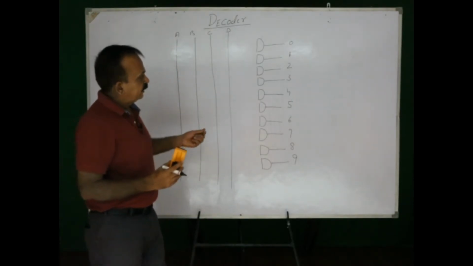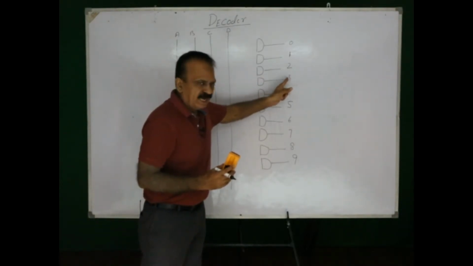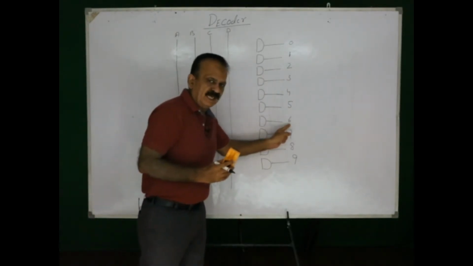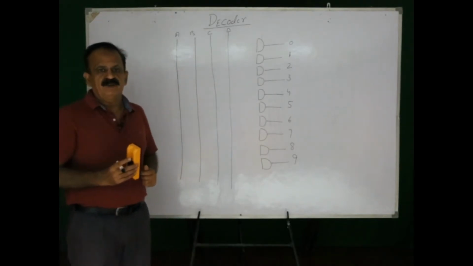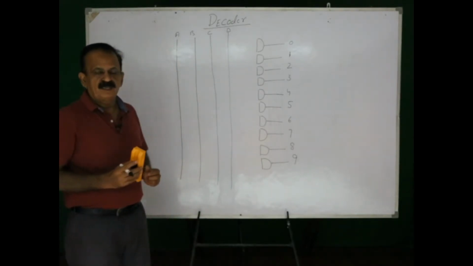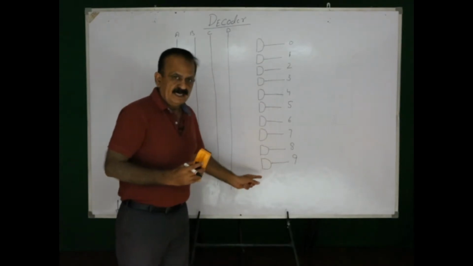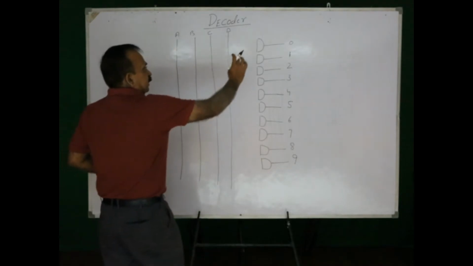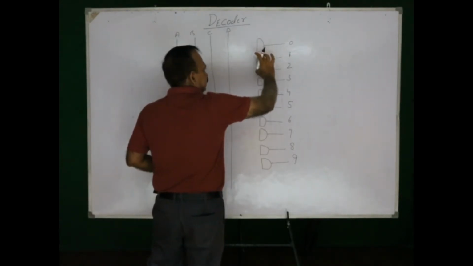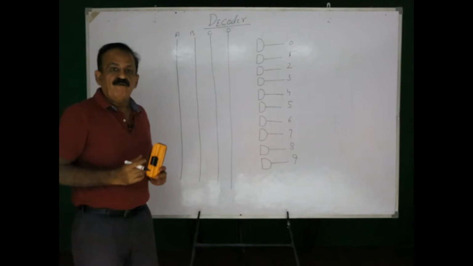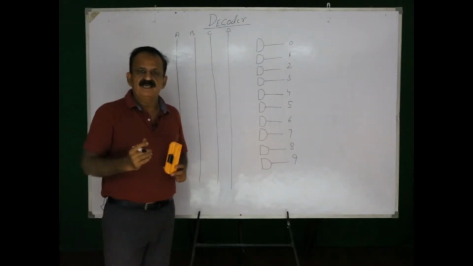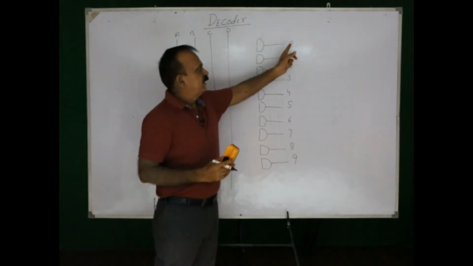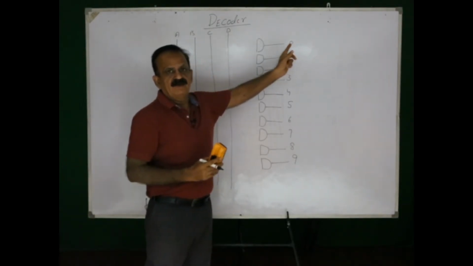Now, the logic is, if this output is high, I will say the input number is 3. If this output is high, I will say the input number is 6. Now, these are representing any one of the decimal digit. The inputs of these gates will be connected to fundamental product. I said fundamental product of the binary number that will be representing this decimal one.